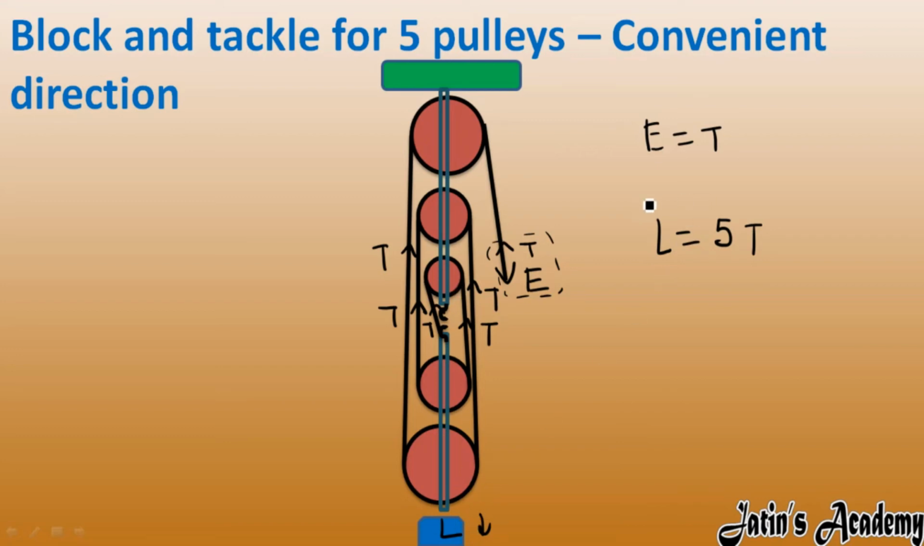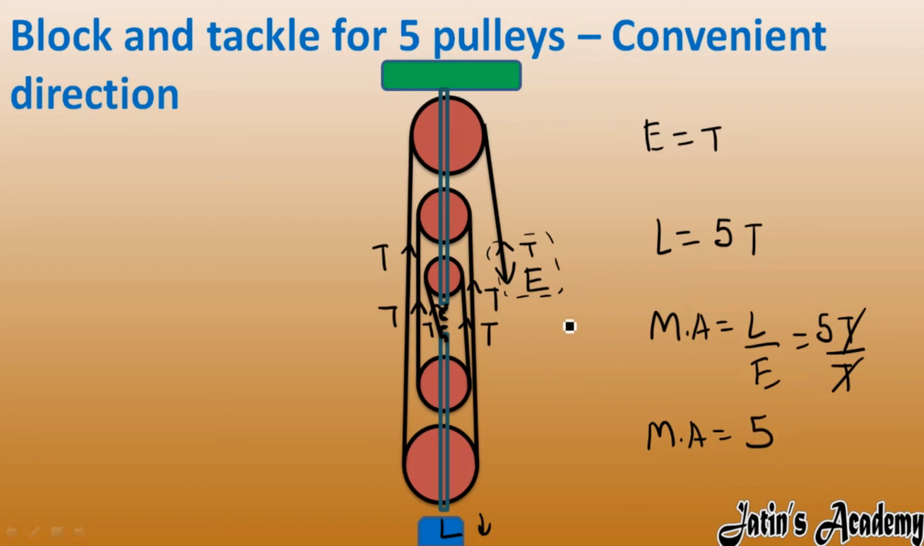Okay, so the mechanical advantage we have is load upon effort. Load we have 5 tensions and effort we have tension. So cancel it out. So mechanical advantage in this case we got as 5. So the mechanical advantage of this system is 5.